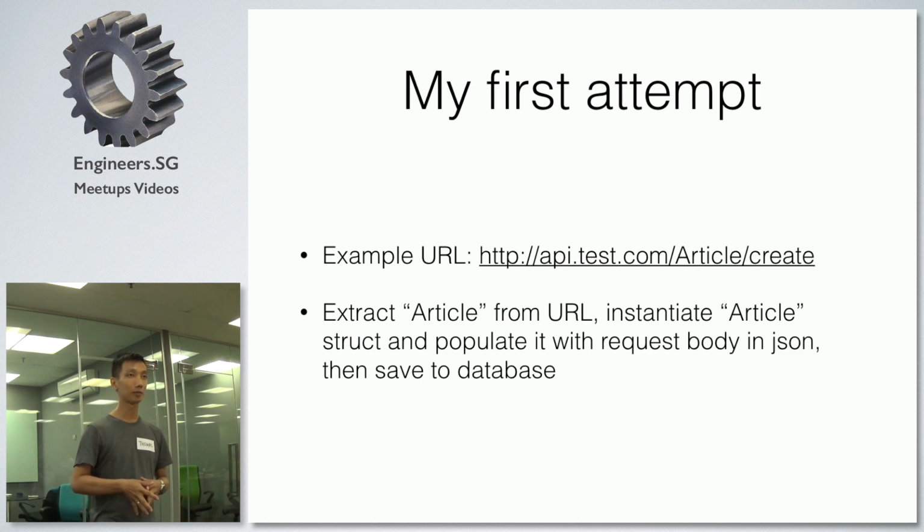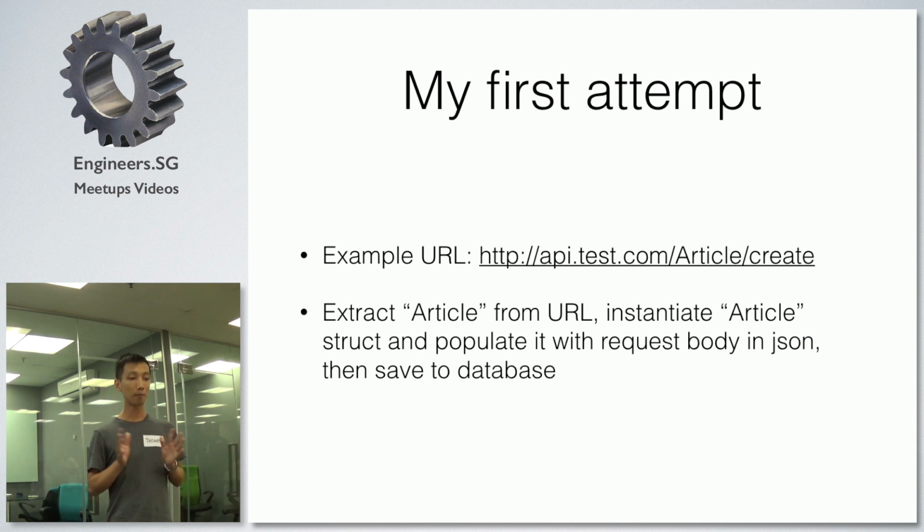Okay, so my first attempt. For example, we had an API. In this example, we have /article and create. So we post data, for example JSON in the request body, to this URL, and this URL is supposed to route the request to the correct handler, populate the article with the JSON body, and then save it to the database. Okay, so that sounds simple enough.